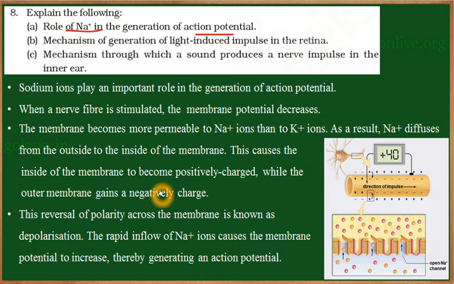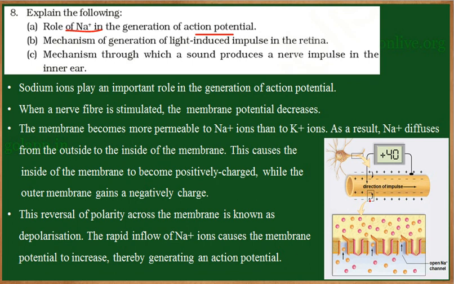So students, here sodium ions play a very important role in the generation of action potential. That is, the charge difference across the membrane is maintained by the sodium ions and the potassium ions. When a nerve is at rest, the membrane is impermeable to sodium ions, and therefore outside the sodium ions are present more in number, and inside potassium ions will be more in number. Since the membrane is impermeable to sodium ions, the sodium ions remain outside and more potassium ions are present inside.